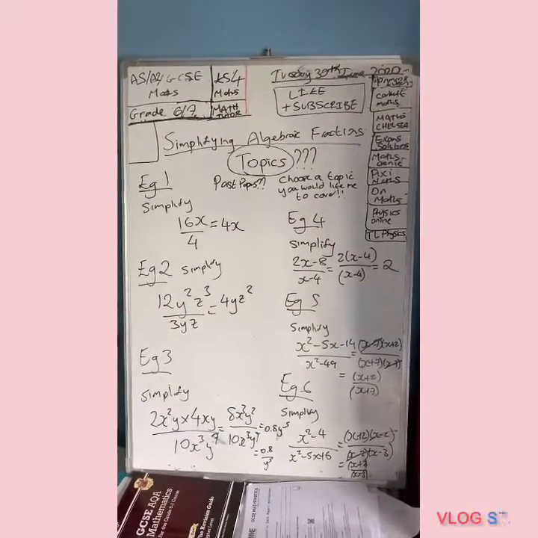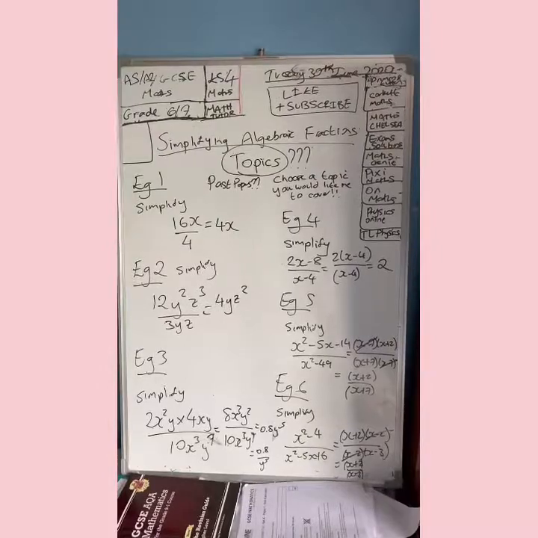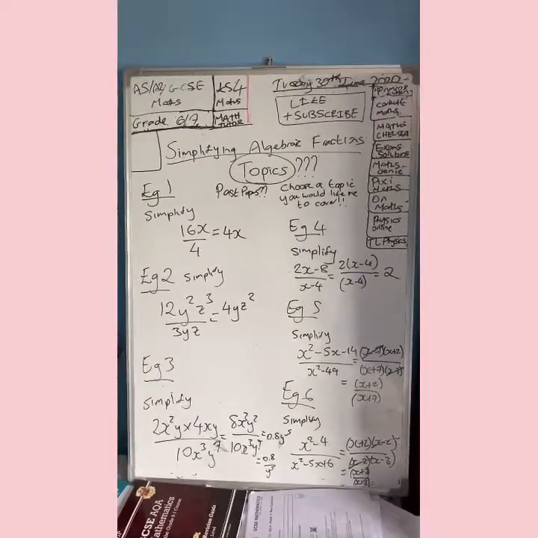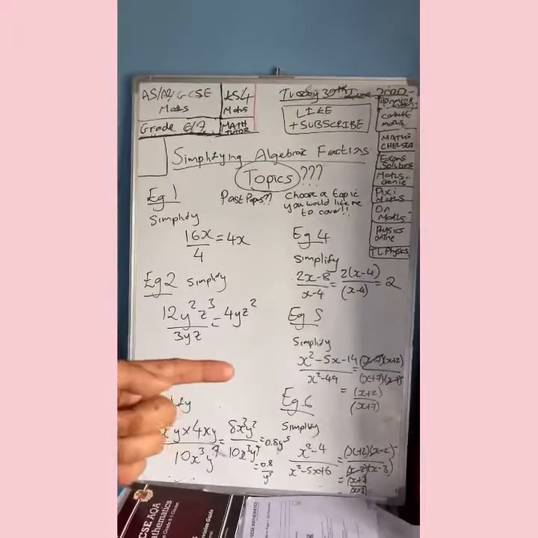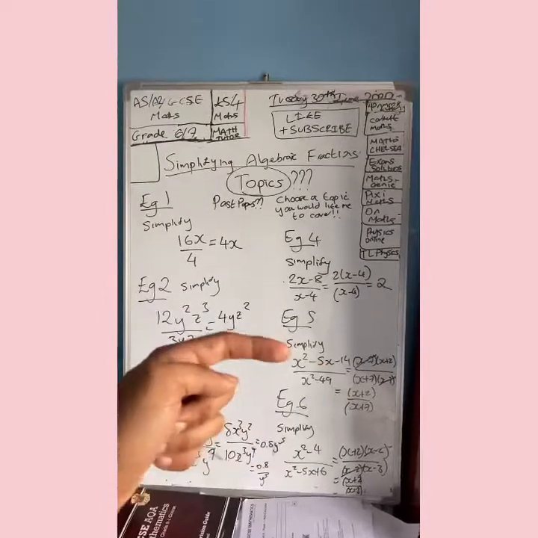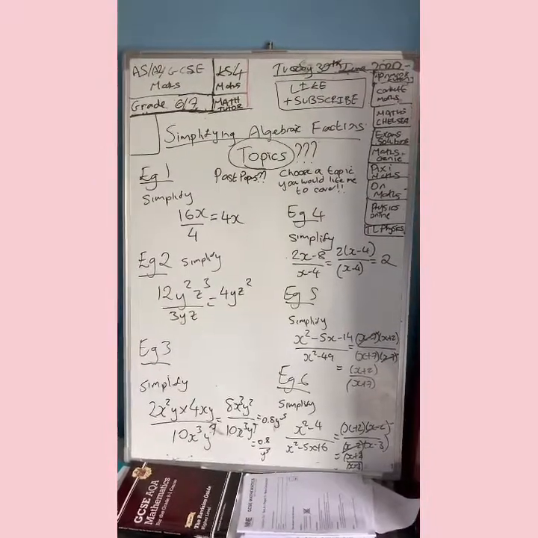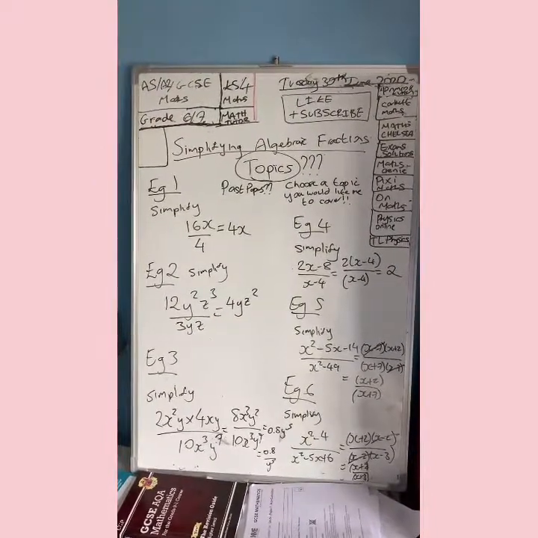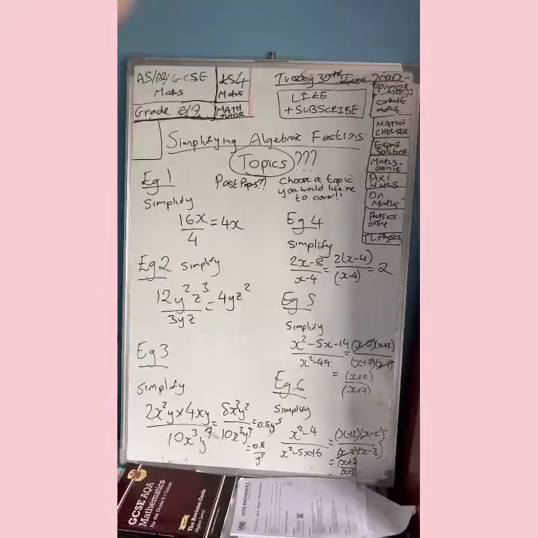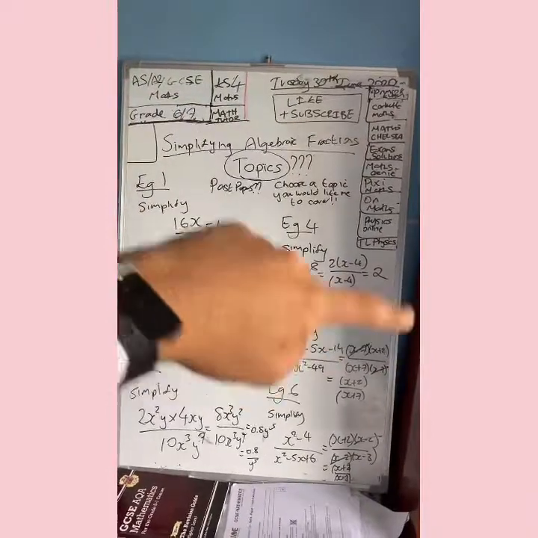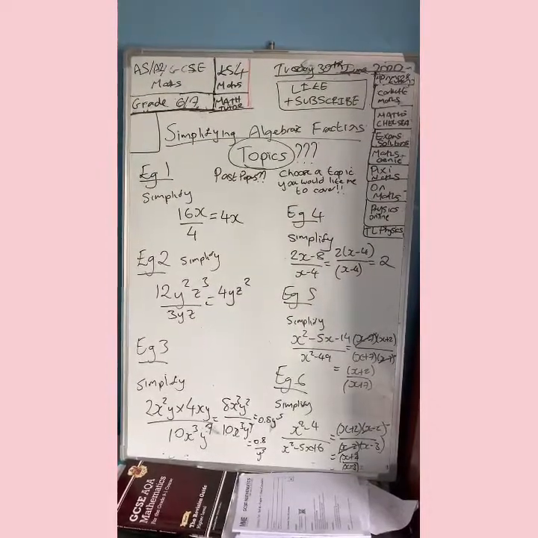Example 5, guys: simplify x squared minus 5x minus 14 divided by x squared minus 49. I'm going to factorize the numerator and the denominator. The denominator is quite easy because it's a difference of two squares. So it'd be x plus 7 times x minus 7, because the square root of 49 gives me 7. On the top, it's two numbers that multiply to give minus 14 and add to make minus 5. It's minus 7 and plus 2. So it's x minus 7 times x plus 2. I'm going to cancel x minus 7, so my answer is x plus 2 divided by x plus 7.